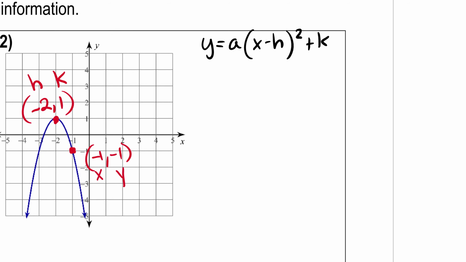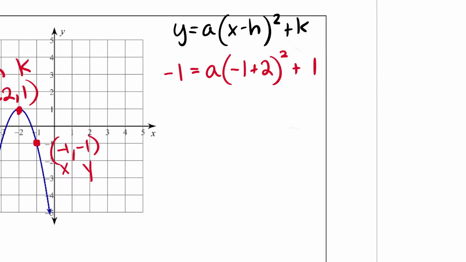And so now I have y. Y is -1. Equals, I don't know a. My x is also -1. Now those don't always match up like that. They just happen to on these. So notice h is -2, so I'm going to flip that and do +2. You always change h. And k is 1, so positive is +1.